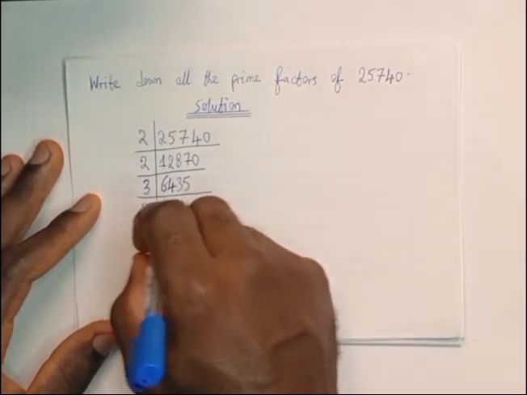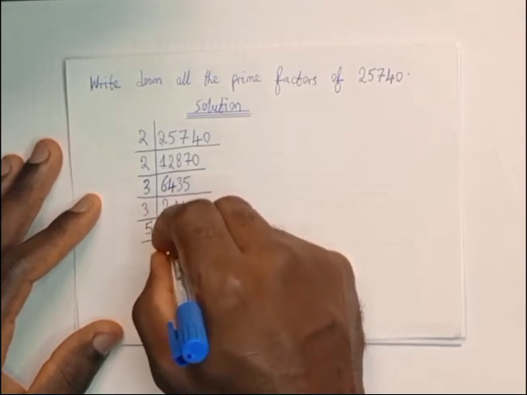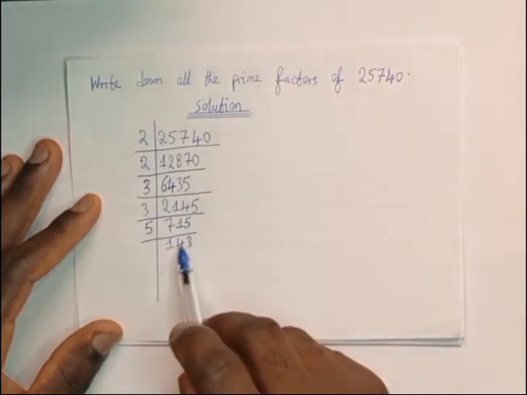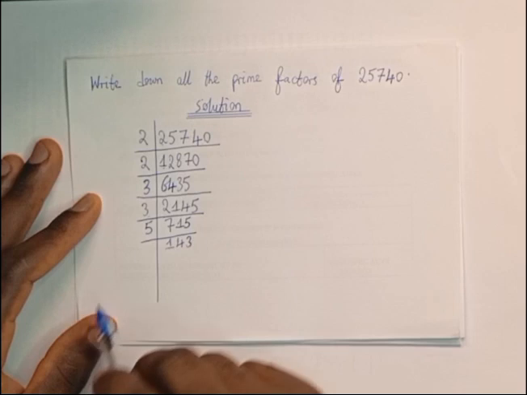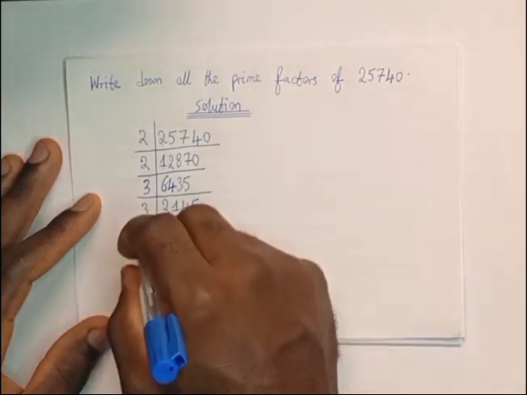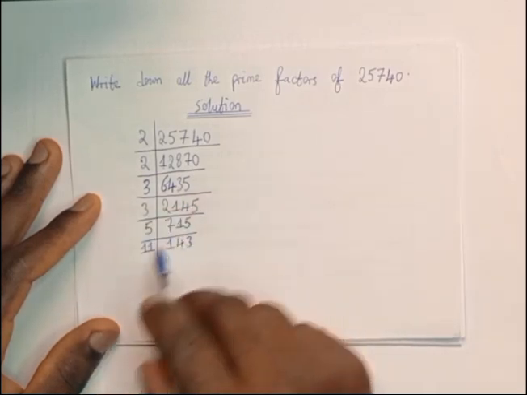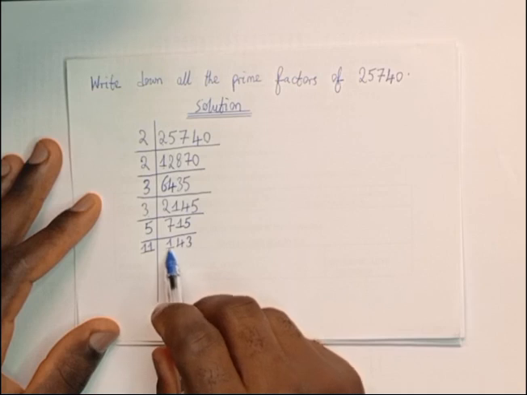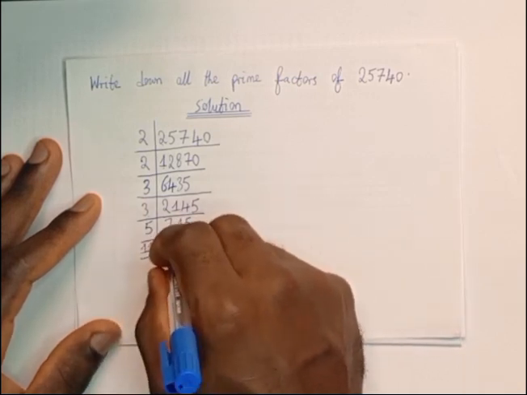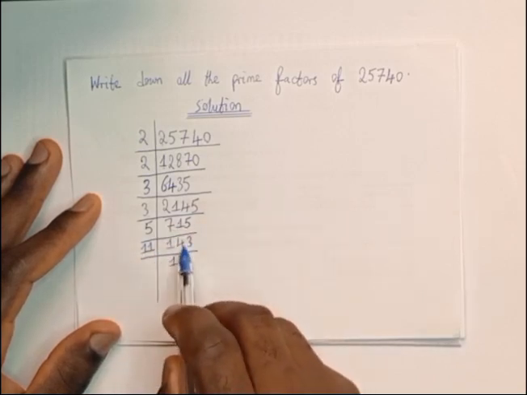715 divided by 5 gives us 143. The number 143 is a multiple of 11. That means 11 is a prime factor of 143. Remember, 11 is a prime number. 143 divided by 11 gives us 13. If you take 11 times 13, it gives 143.